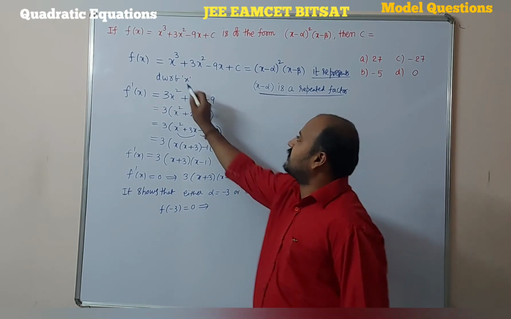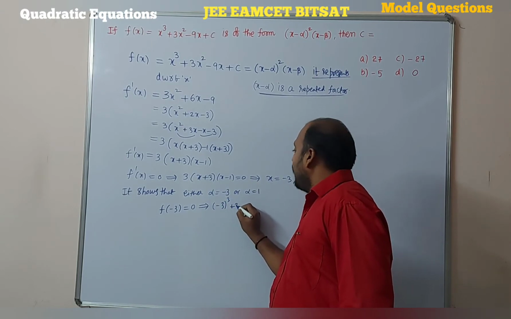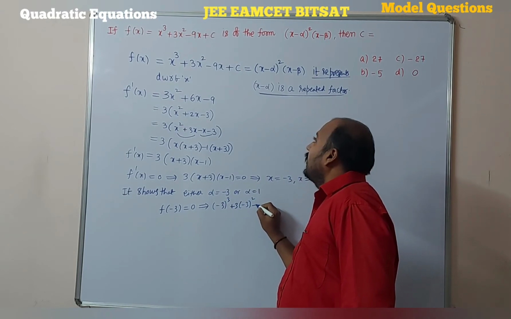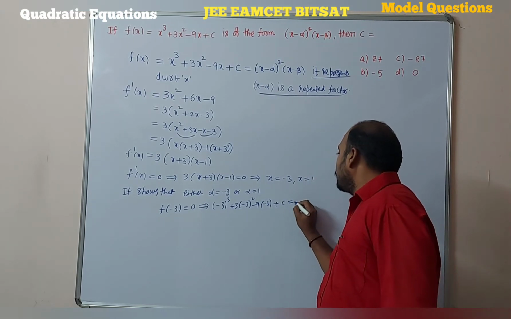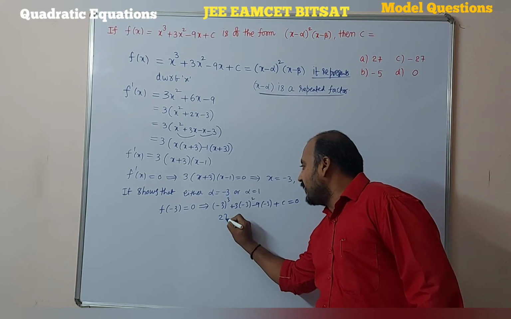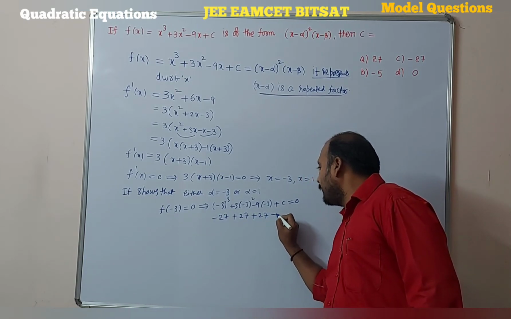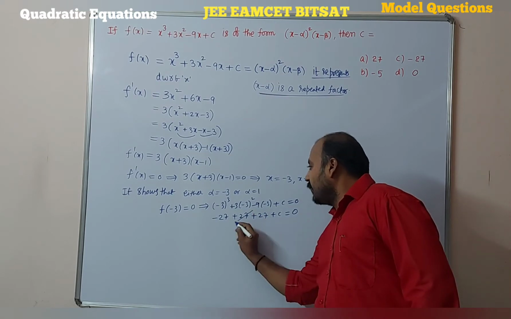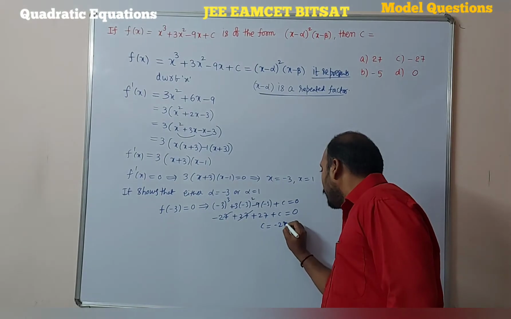Substitute in place of x here. Minus 3 whole cube plus 3 into minus 3 whole square minus 9 into minus 3 plus c equal to 0. So minus 27 plus 27 plus 27 plus c equal to 0. Plus 27 minus 27 get cancelled. c is equal to minus 27.